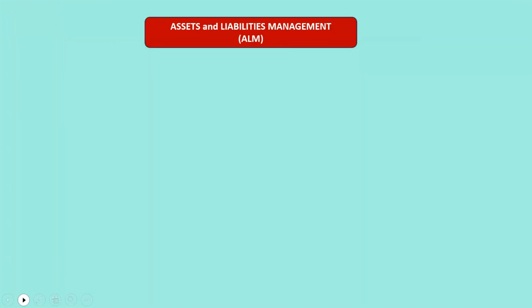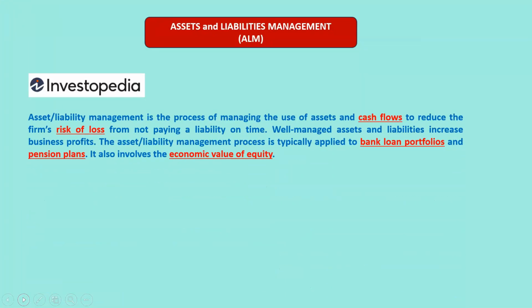Investopedia describes ALM as asset/liability management, a process of managing the use of assets and cash flows to reduce the firm's risk of loss from not paying a liability on time. Well-managed assets and liabilities increase business profits. The asset/liability management process is typically applied to bank loan portfolios and pension plans. It also involves the economic value of equity.